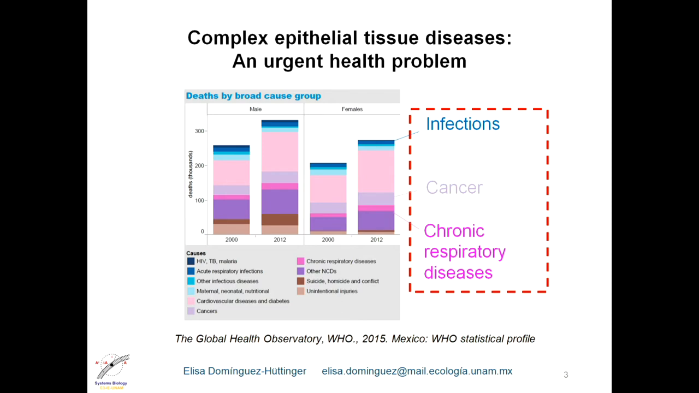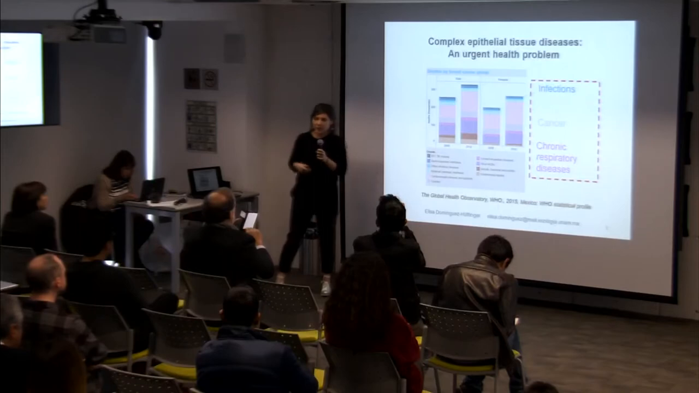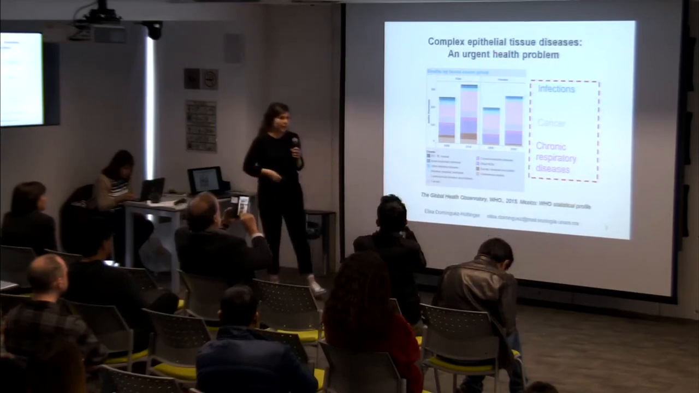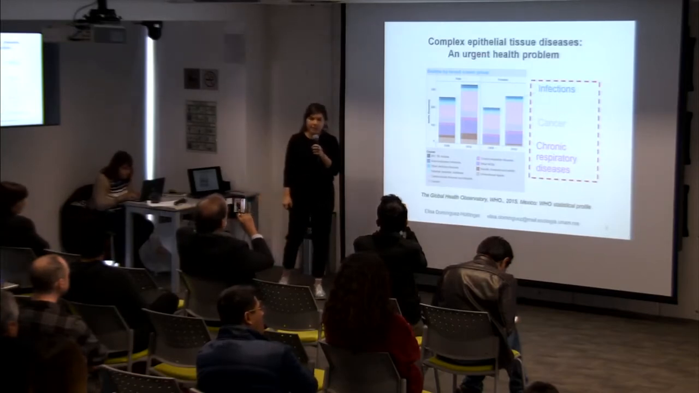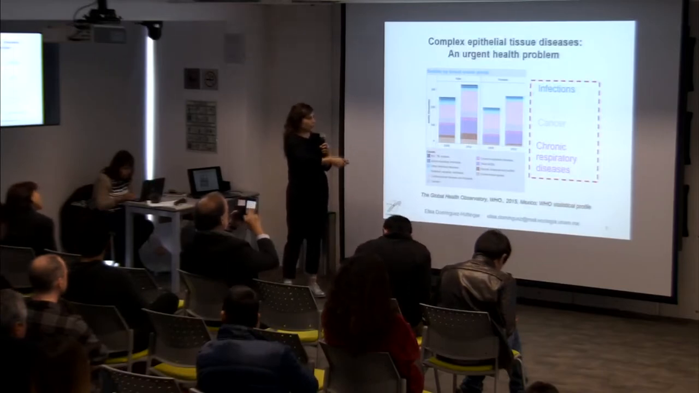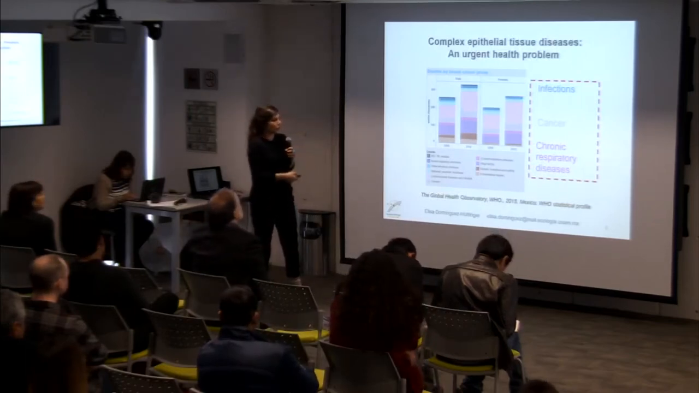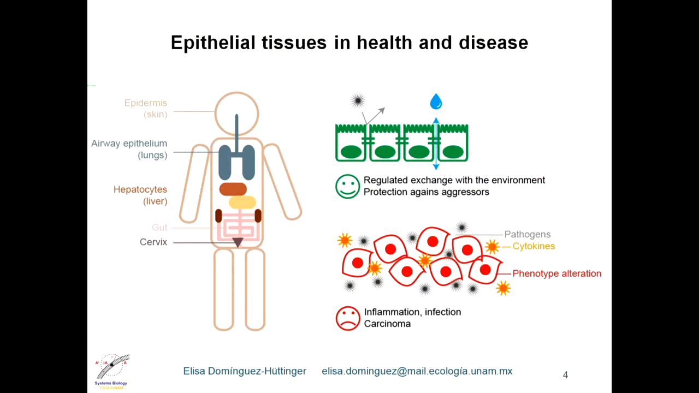So I will first want to start by talking about the motivation of this work. I am really interested as a biologist in understanding complex diseases, with the aim to try to improve the health of Mexicans, but in general in this world. As we know, complex diseases are a very important health problem, and particularly complex epithelial tissue diseases, including infections, which most times happen in the mucosal surfaces or in the gut, etc., cancer, and some chronic respiratory diseases. These kinds of diseases comprise a very big proportion of the causes of death, both in Mexico and worldwide. So it's a very urgent health problem to try to tackle.